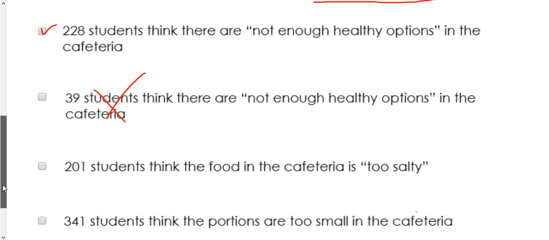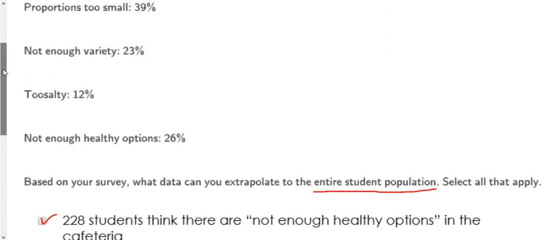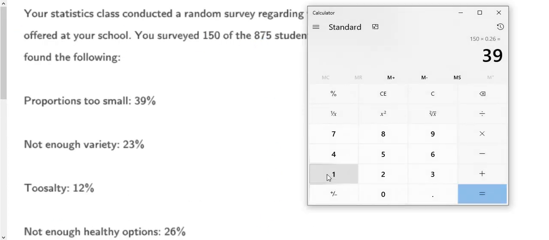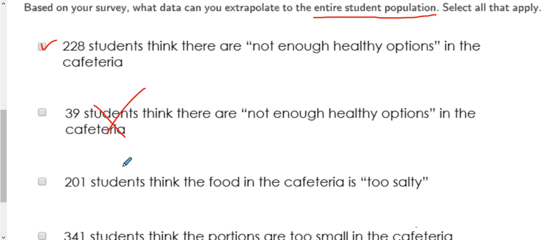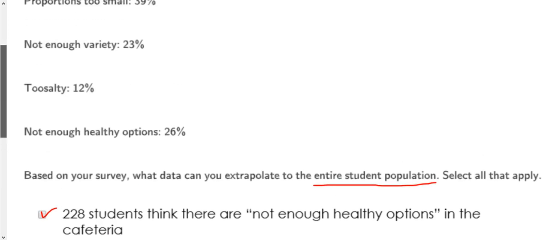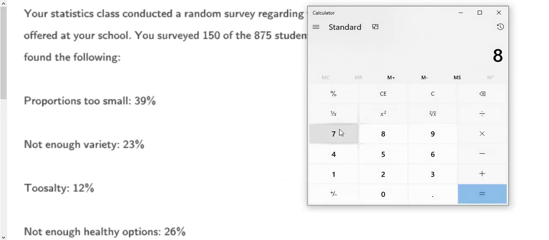Okay. So what about 201 students think that the food in the cafeteria is too salty? Well, let's see, 12%. So we're going to take this 875 and multiply it times 0.12. 875 times 0.12, and we get 105 students. So we go down here and we go, that doesn't seem right. That's 201. Nope. 341 students think that the portions are too small. All right. Too small is 39. So 39% of 875. 875 times 0.39.